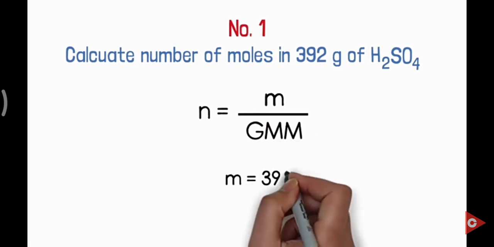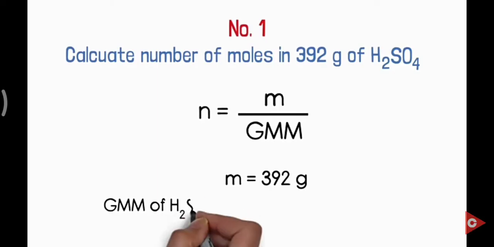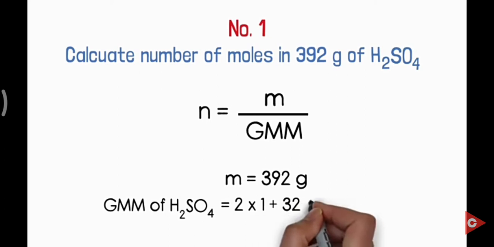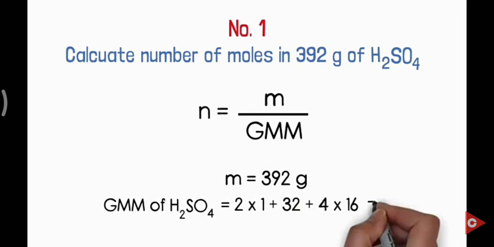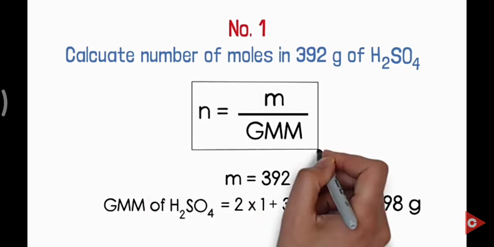Here the given mass is 392 gram, and we have to calculate the gram molecular mass. So the gram molecular mass of H2SO4 will be 2 × 1 + 32 + 4 × 16. On calculating it, we will get 98 gram. So we know M and GMM. We will put it here and calculate number of moles.